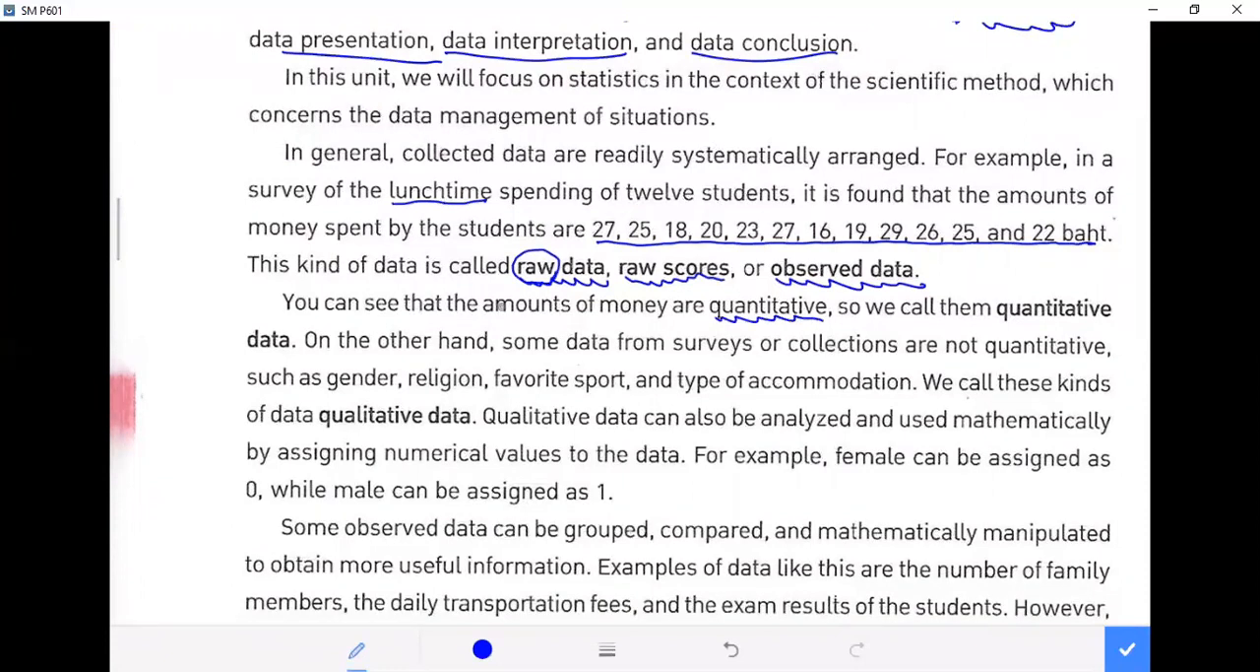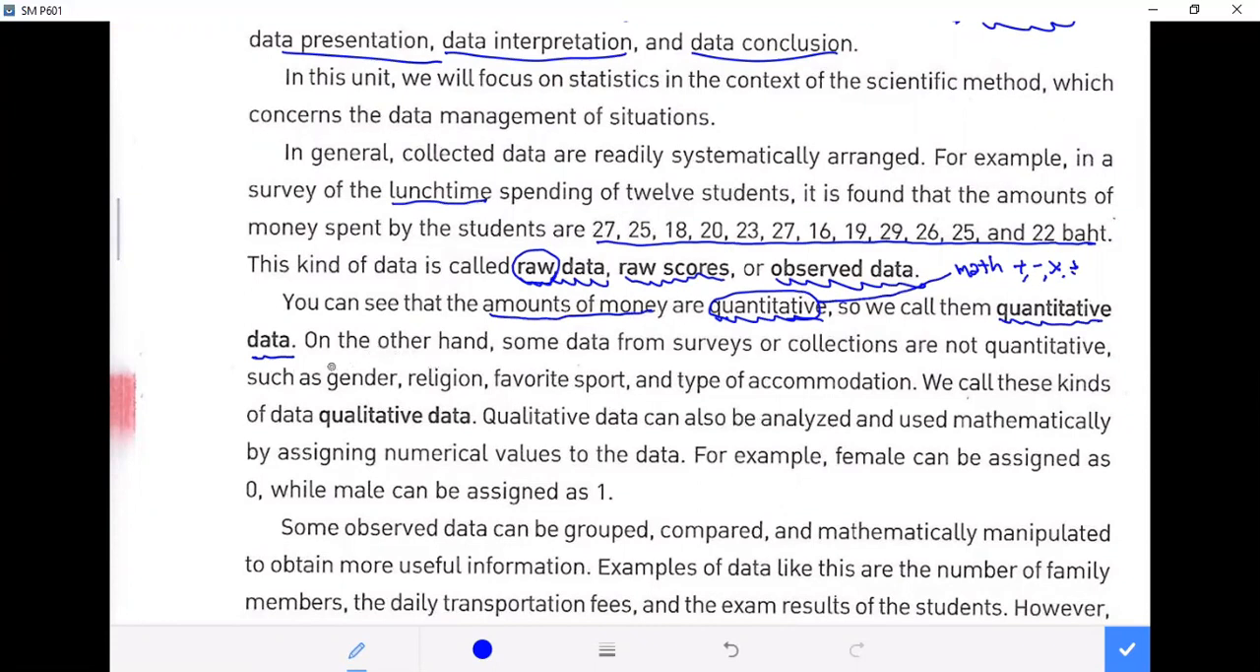When we talk about money, quantitative means something about the number, something that you can do math processes with. You can add, you can subtract, you can divide, you can multiply. So something quantitative, you can do those math operations: plus, minus, multiplying, divide. So we call the money quantitative data. Okay, so you kind of get it, right?